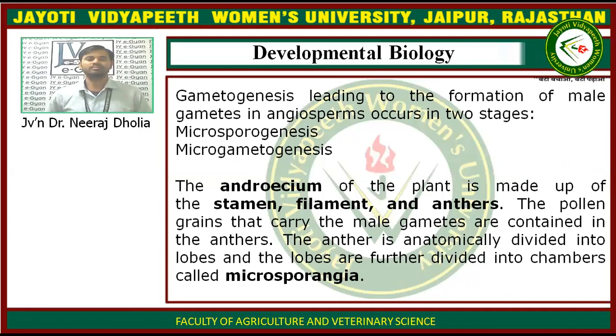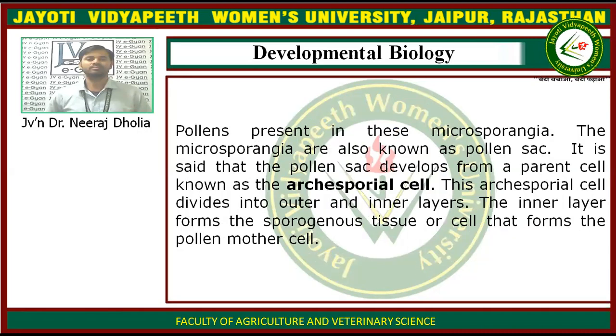The androecium has various minute structures like the stamen, filament, and the anthers. The pollen grains that carry the male gamete are contained in the anthers. The anther is anatomically divided into lobes that are further divided into chambers. The chambers are known as microsporangia, which have the pollens. Another name for the microsporangium is the pollen sac because it has the pollens.